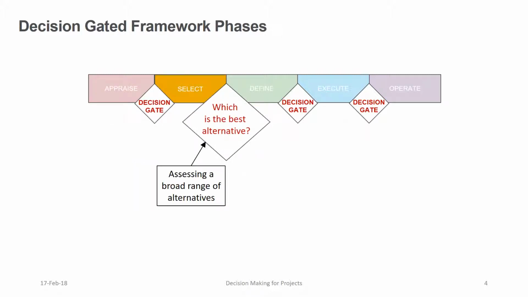In the select phase, it is important that you have a broad range of alternatives and select the best one. This is a critical phase and a key decision for ensuring that the project's outcome delivers what you want. There are 2 decisions at the end of this phase. First is the decision on which is the best alternative. Then there is the usual decision at each decision gate of whether you want to proceed, hold, recycle or stop. It may be that it is not worth proceeding with the project, even with the best alternative.